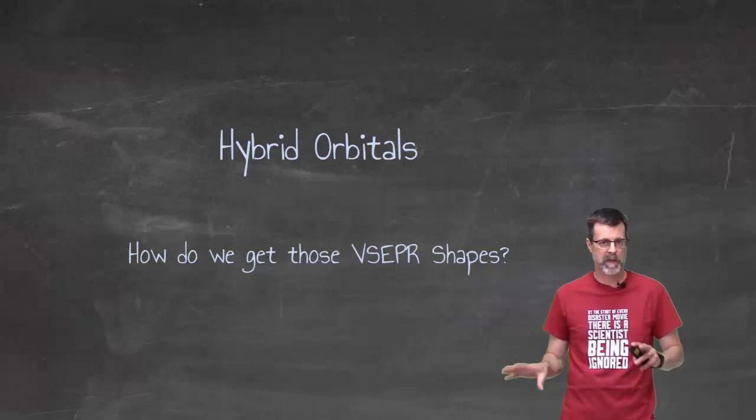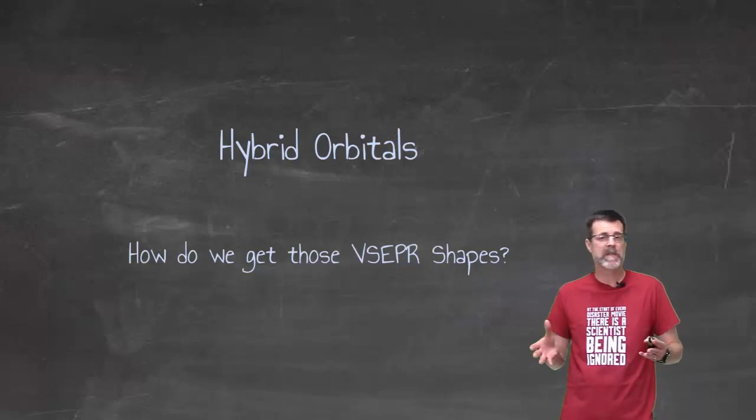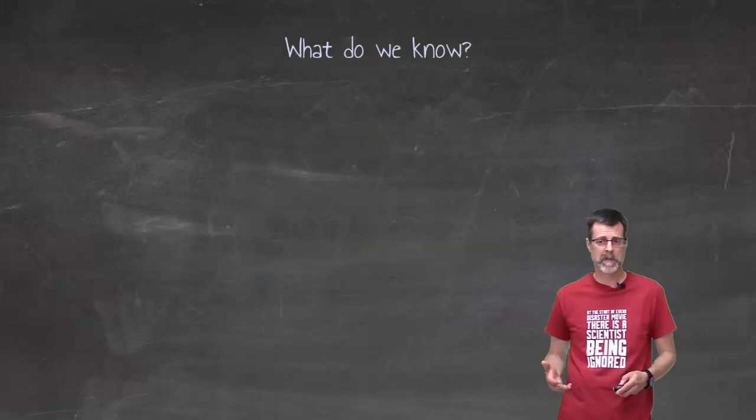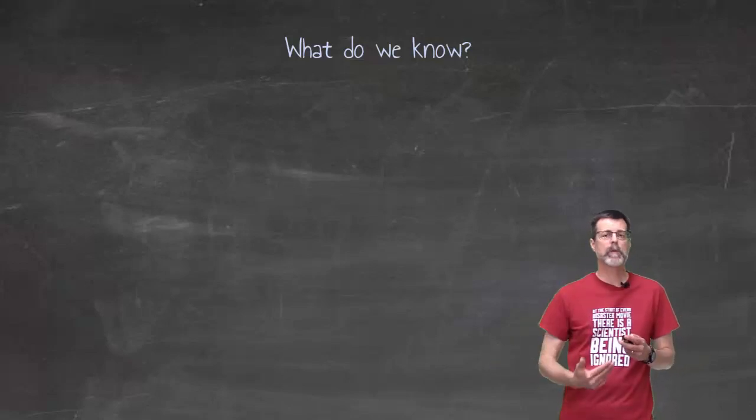We left off our discussion on initial stages of VSEPR theory with the question of how do those things happen? How does it happen that we can get those shapes from our atomic orbitals? That's our topic for today. So, just a quick review of what we already know.